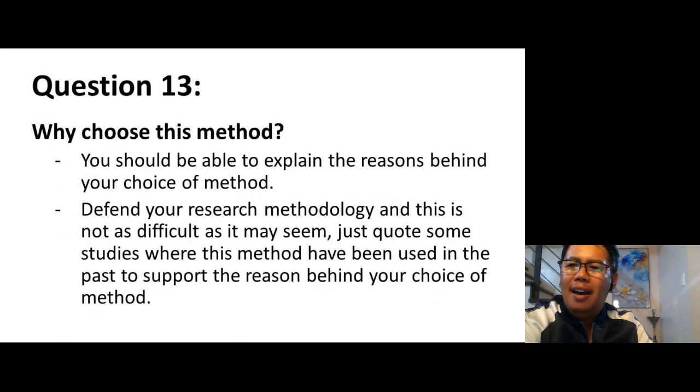Next, number 13: why choose this method? You should be able to explain the reasons behind your choice of method. I have told you the different types of methods that are applicable in a research paper, so I know you can recall all of them, their usage and differences. So defend your research methodology, and this is not as difficult as it may seem.